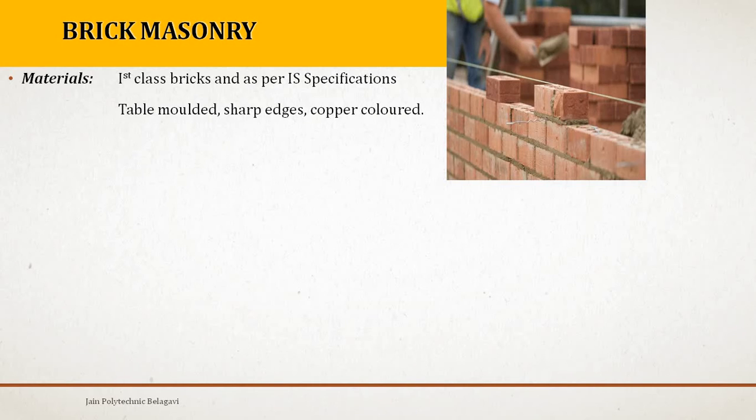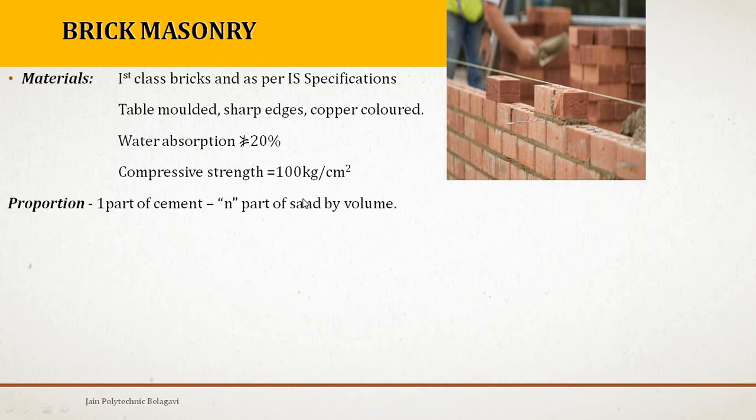So first of all we will concentrate on materials. Bricks used for the work should be first class bricks and as per IS specifications. Bricks should be table molded and should have sharp edges, copper colored, and should not absorb water more than 20%. Water absorption should be less than 20% in bricks. And the compression strength of the brick should be 100 kg per centimeter cube. So these are the specifications for that particular material which is used in masonry, nothing but brick.